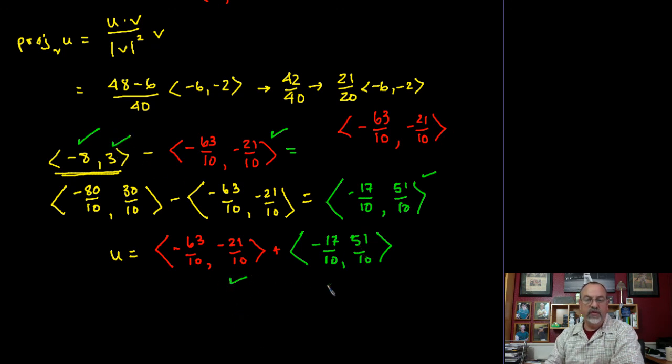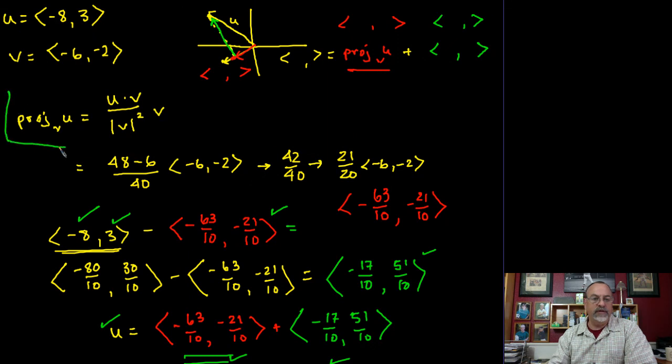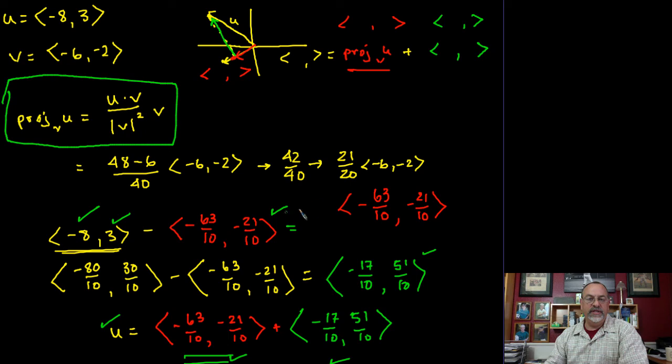So these are the two perpendicular vectors, or orthogonal vectors, one of which is the projection of u onto v, and together, if we add them together, we get our original vector. So this is how you determine the projection of one vector onto another. We remember this formula right here, so this is going to be something you'll need to remember. And then this is how we decompose a vector into the sum of two orthogonal vectors, one of which is the projection of one vector onto another.